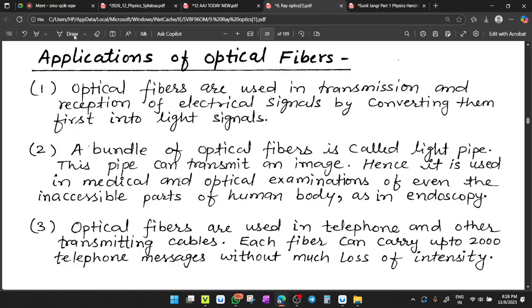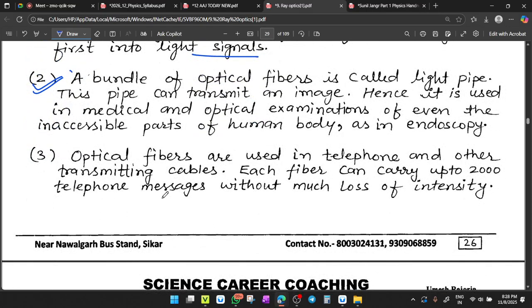Next is the application of optical fibers. Optical fibers are used for transmission and reception of electrical signals by converting them first into light signals. So a light signal may be transmitted through optical fiber. A bundle of optical fibers is called a light pipe. This pipe can transmit an image, hence it is used for medical and optical examinations of even the inaccessible parts of the human body, as in endoscopy. Endoscopy is the technique by which light signals are entered into our body, and that is carried out with the help of optical fibers.